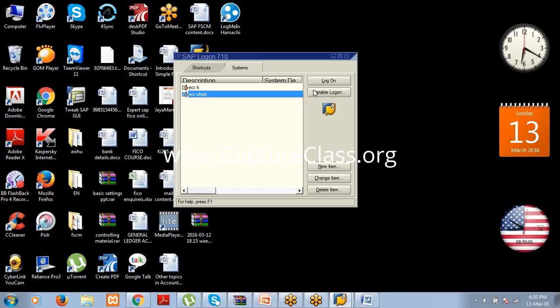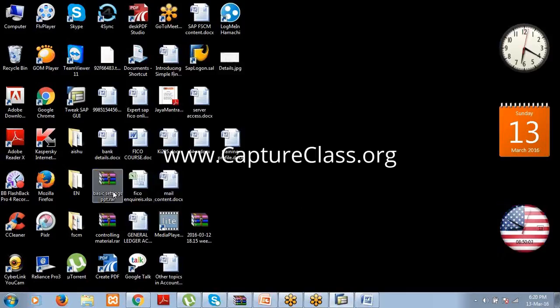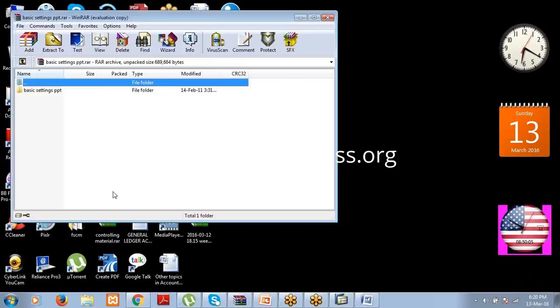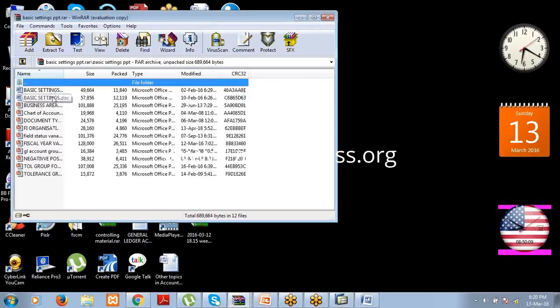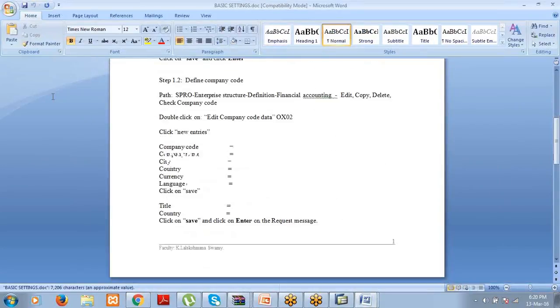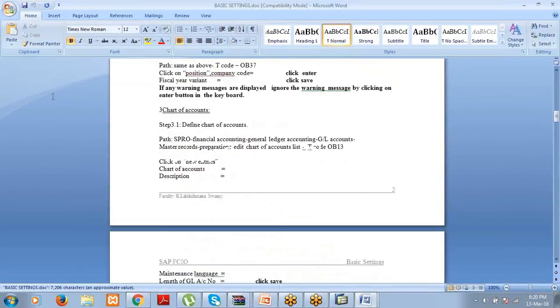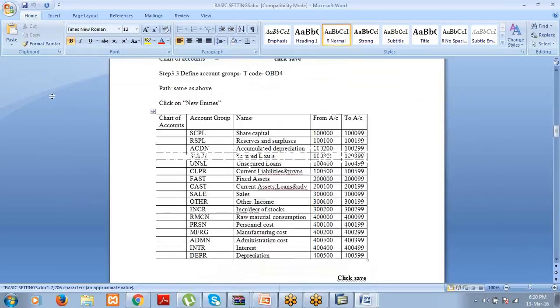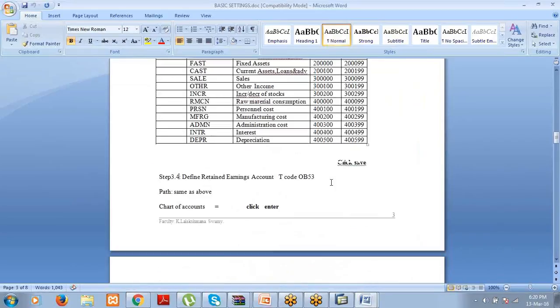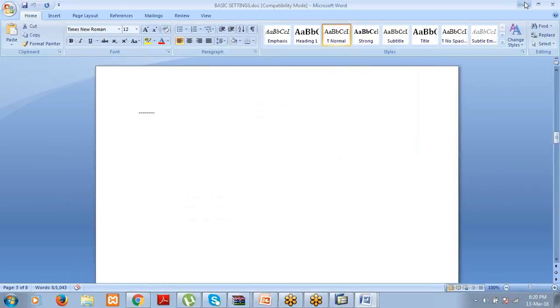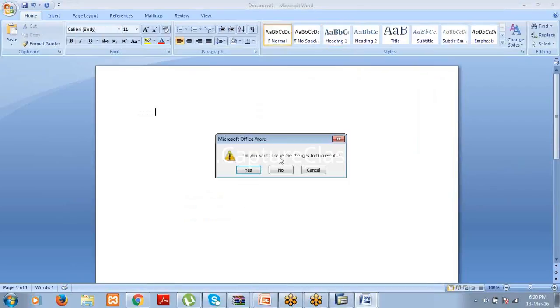Now, in yesterday's class we have completed account groups. Now today we will see step number 3.4, define retained earnings account. First I will explain what is the concept of retained earnings account.